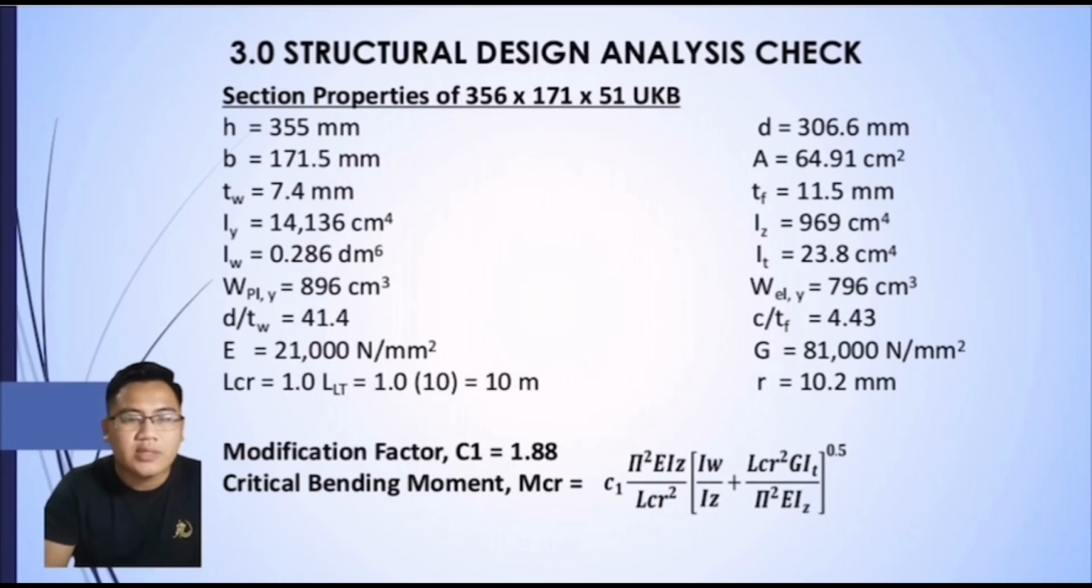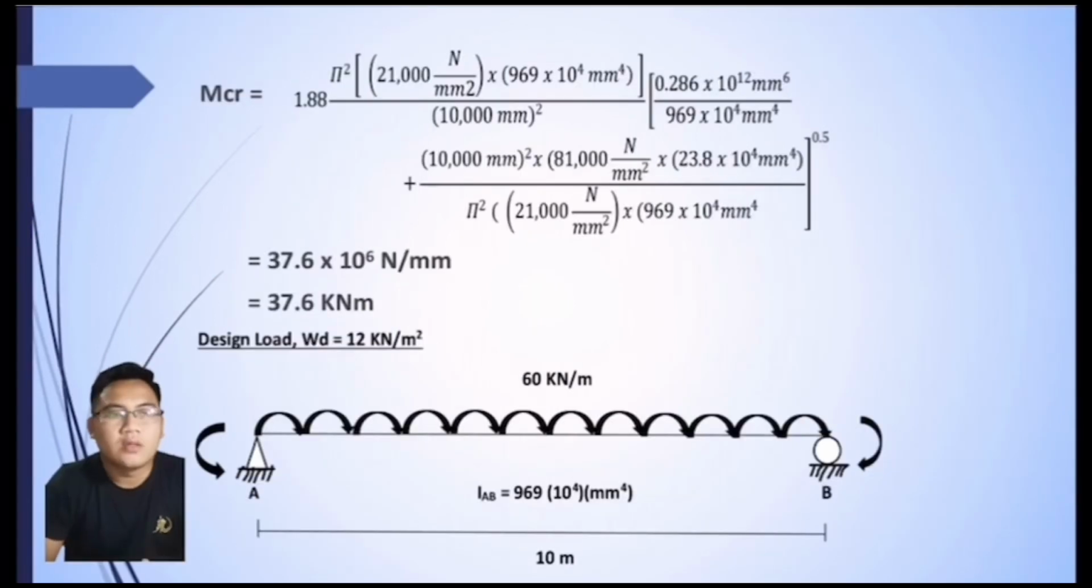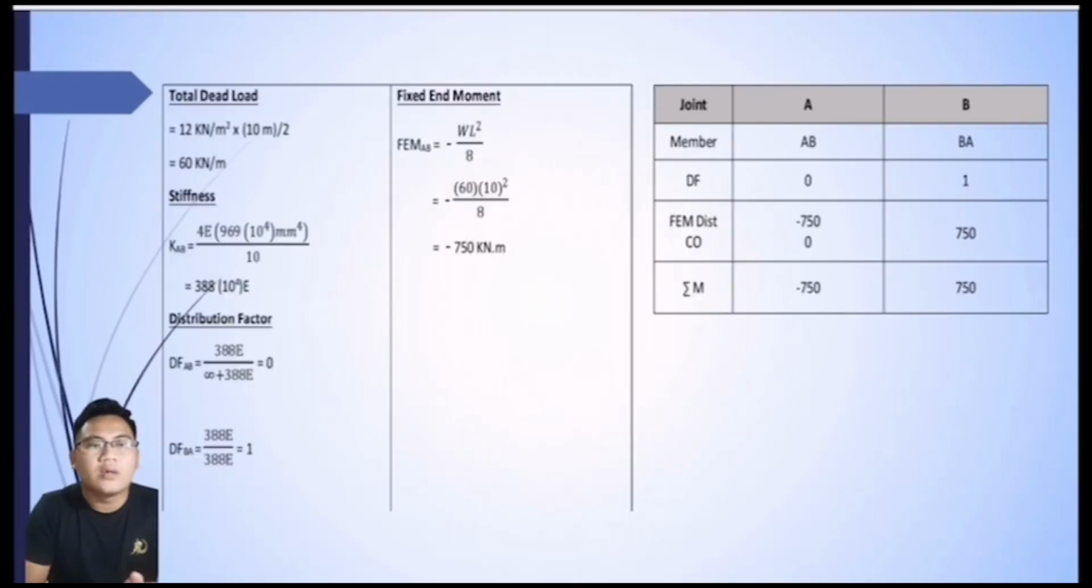This critical moment can be assumed to be equal to the design resistance of the cross-section. Using this equation, we get 37.6 kN for critical bending moment. The beam span is 10 meters and is designed to carry a uniformly distributed design load of 12 kN per meter square. We are using the moment distribution method to determine the final bending moment in the beam.